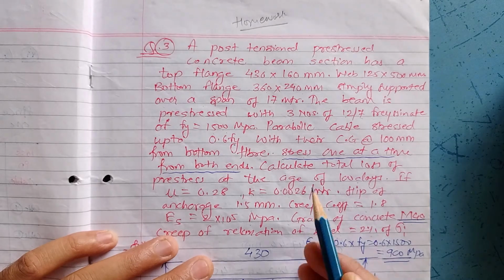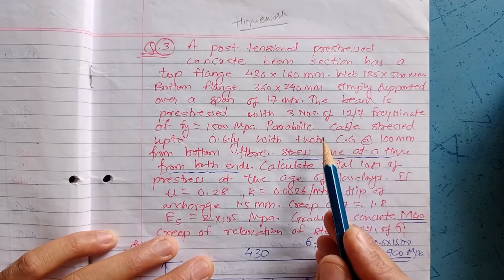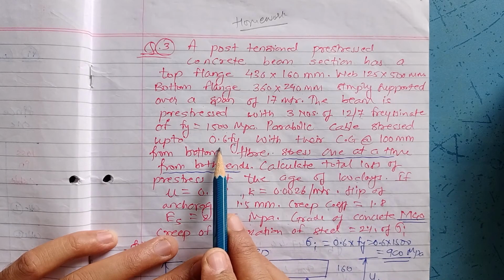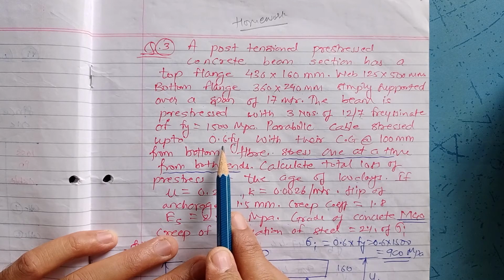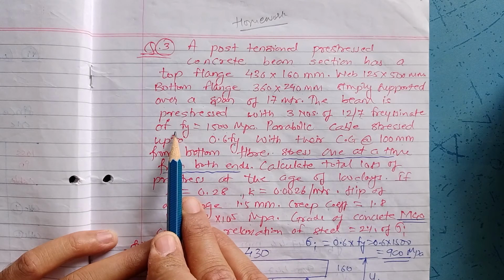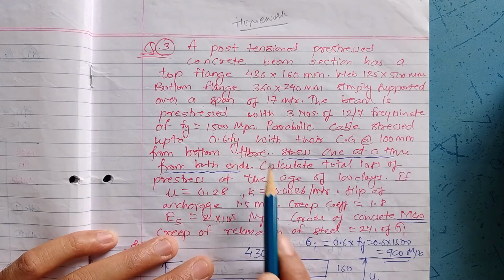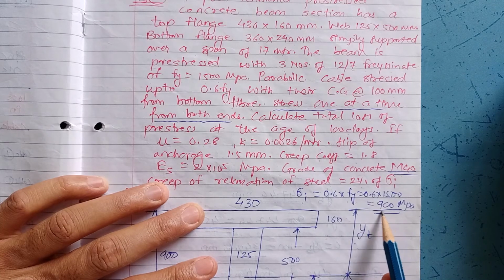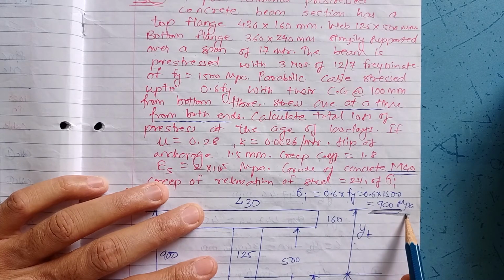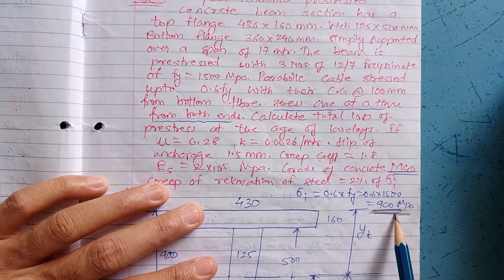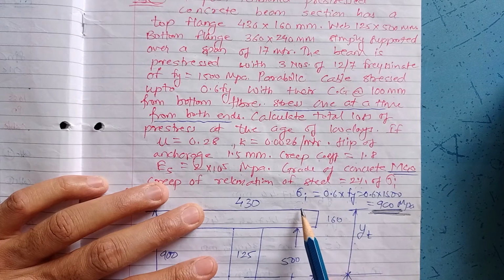Also note here that it is given that cables are stressed up to 0.6 Fy. 0.6 Fy is nothing but the final pre-stressing force. Now the initial pre-stressing force here is... The cable is of grade Fy 1500 MPa. Hence calculate sigma i, that is the initial pre-stressing force, as 0.6 into Fy. Up to this pre-stressing force cables were stressed, that is 0.6 into 1500, which gives 900 MPa, that is the initial pre-stressing stress value.